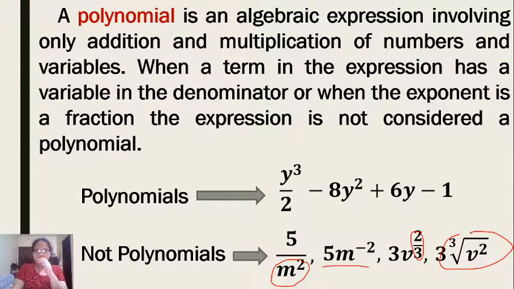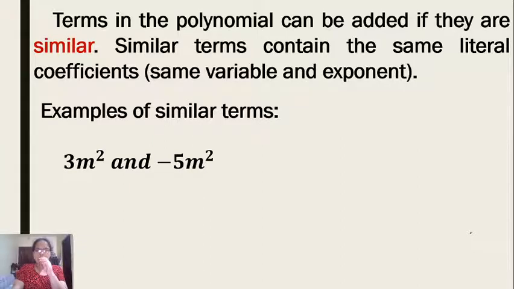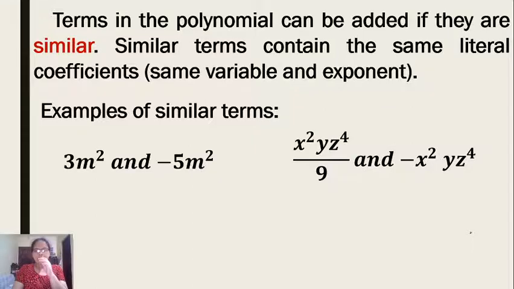Terms in the polynomial can be added if they are similar. Similar terms contain the same literal coefficients, so the same variable and exponent. Similar terms are the only ones that can be added. For example, 3m squared and negative 5m squared, we can combine the two by addition. Also x squared y z to the fourth all over 9 and negative x squared y z to the fourth. So why are they similar terms? Because aside from having the same variables, they also have the same exponents.